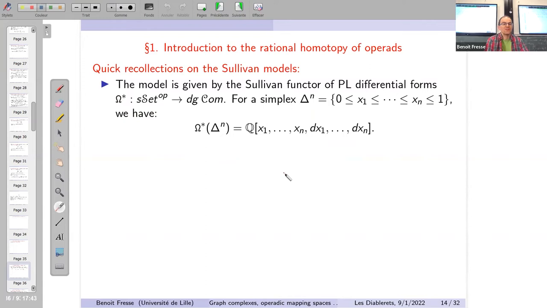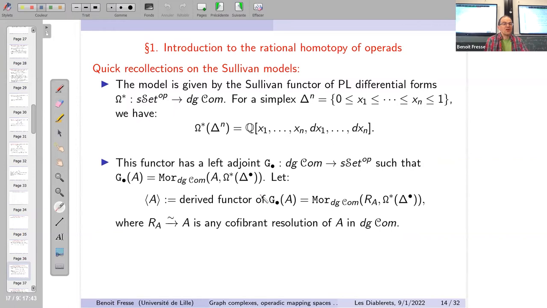So the idea is that this functor gives a faithful model of the rational homotopy of simplicial sets. And to retrieve a simplicial set from its image under this functor, you can use a functor G dot that goes in the converse direction. Basically it's defined as a left adjoint of omega per star. It can also be given by this formula. And these functors, omega per star and G dot, have good homotopical properties in the sense that they form a Quillen pair. So this means that you can take derived functors of them to compute homotopy meaningful functors.